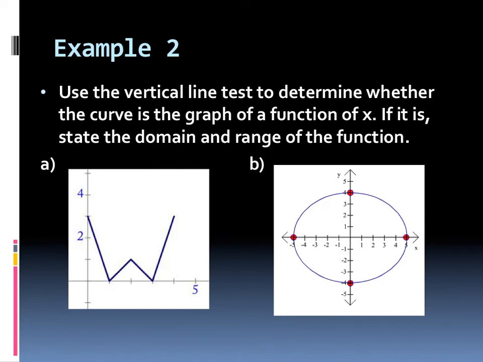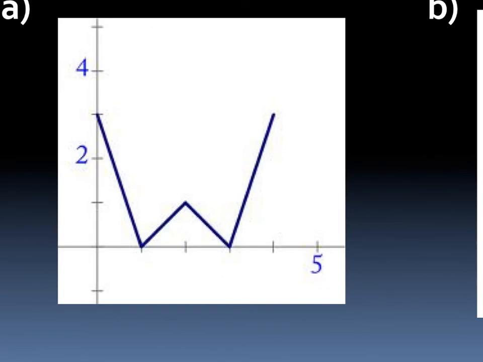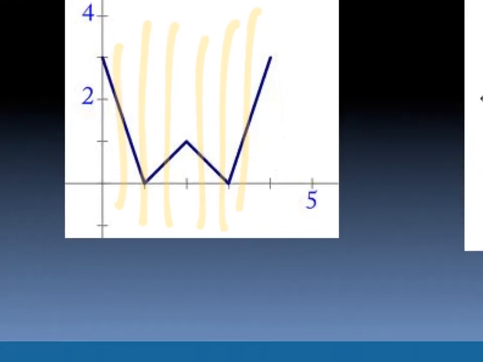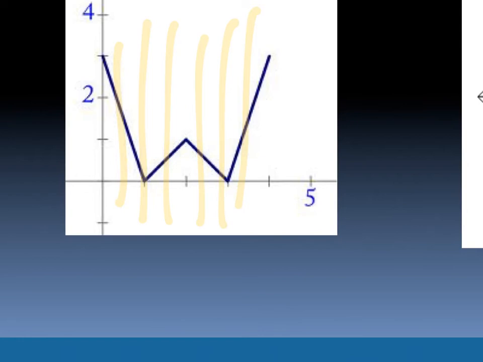So example 2 says use the vertical line test to determine whether the curve is the graph of a function of x, and if it is, state the domain and range of the function. So let's look at A. If I draw vertical lines through A, moving from left to right, anywhere on this graph, do any of those intersect my graph at more than one point? No, which tells me this is a function.